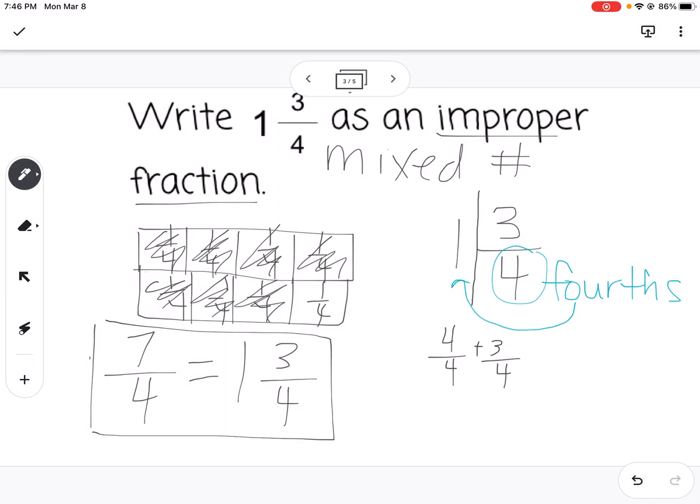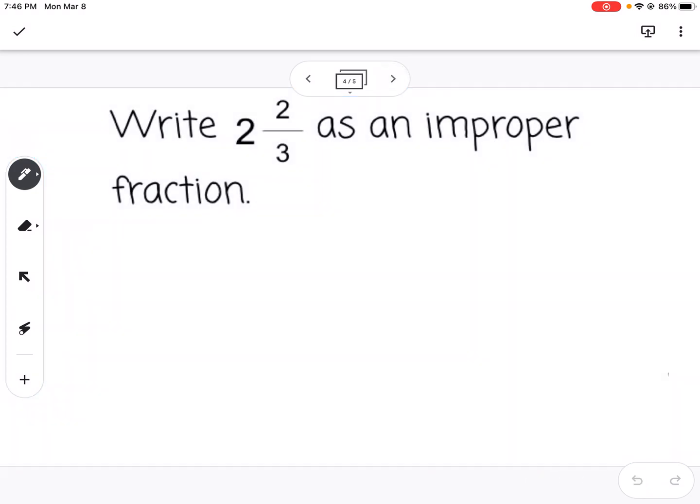That's our answer there, based on our fraction model, and we figured out that this 1 whole was the same as 4/4. And we knew fourths because we checked out our denominator. So there's a lot of things to think about before getting the final answer. Let's try one more. So write 2 2/3 as an improper fraction.